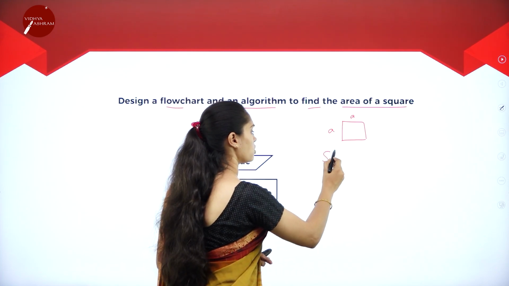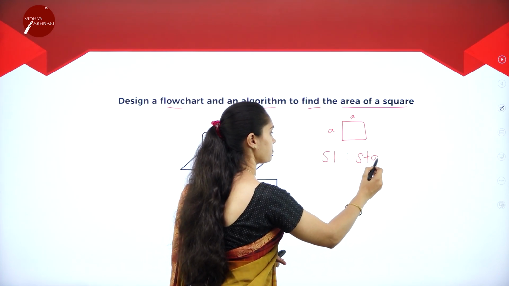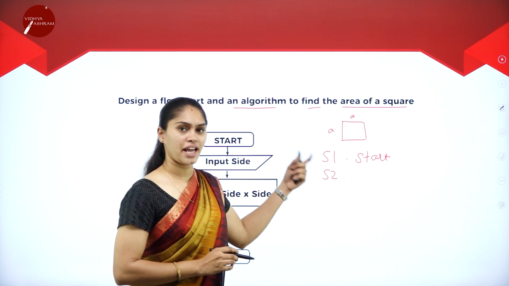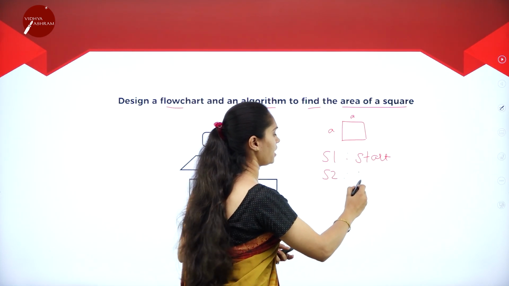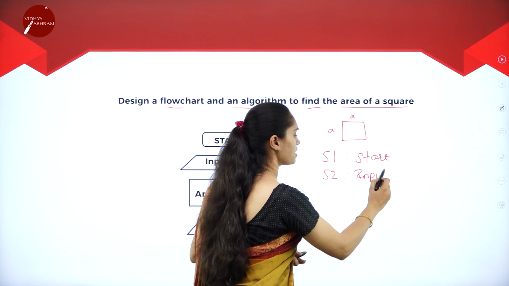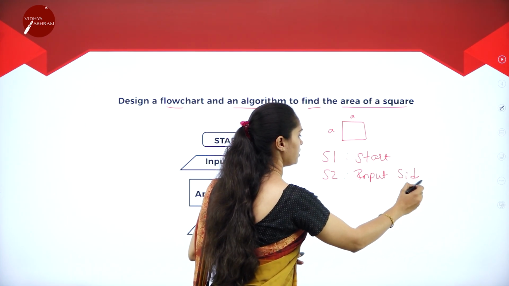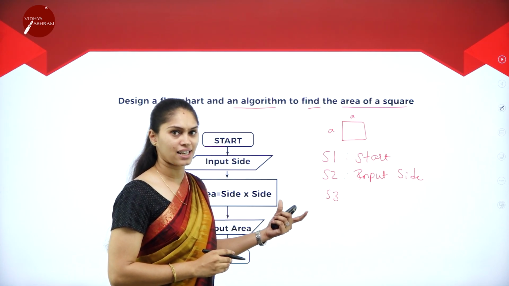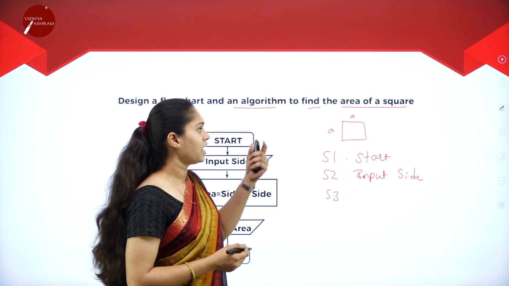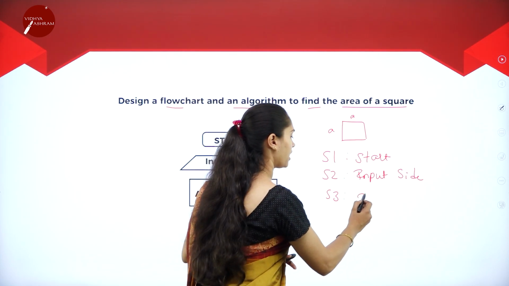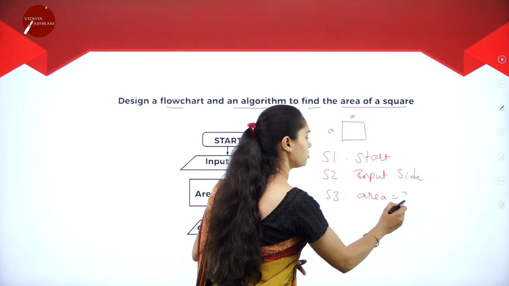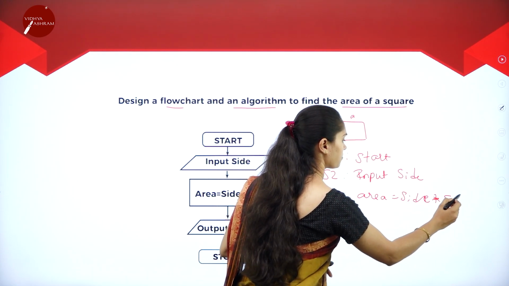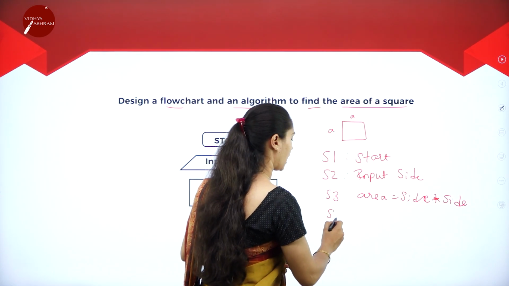So the first step is always start. Then the second step is to take the input. What is the input that I am taking? I am taking the input as a side. Then what will be the calculation part? That is step 3. I need to find the area of a square. How to find that area? Area is equal to side multiplied by another side. So I am done with the calculation.